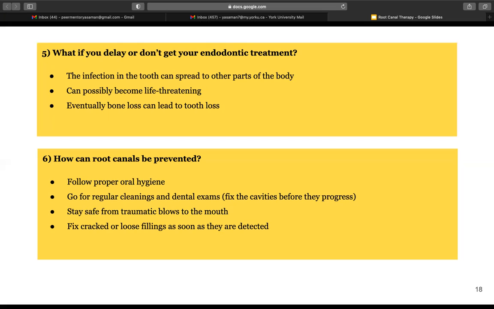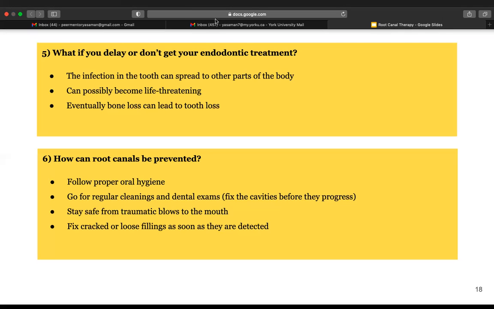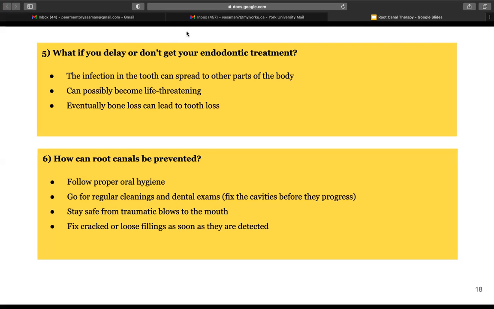Stay safe from any traumatic blows to the mouth, and also fix cracked or loose fillings as soon as they're detected. Again, if you don't get one fixed, it's going to get worse from here. So you might want to go ahead and fix that right away. I think that's it.